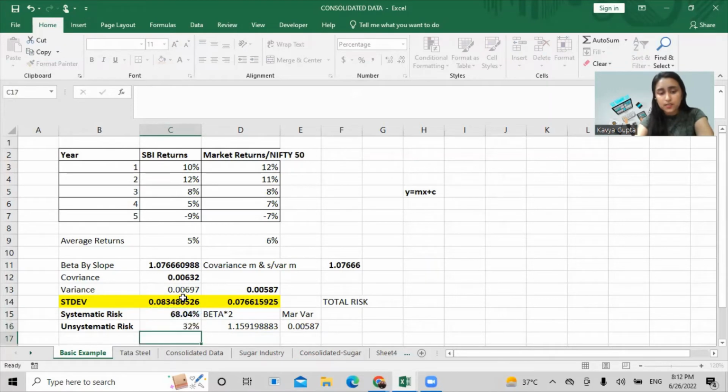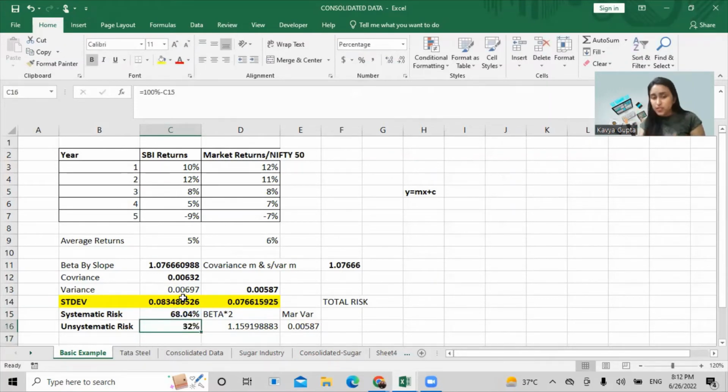व्हाट इज द अनसिस्टमैटिक रिस्क? 100% माइनस दिस. नाउ द मोस्ट इंपॉर्टेंट क्वेश्चन इज, इन दोनों में से, आप इसमें से कितना परसेंटेज डाइवर्सिफाई कर सकते हो और कितना नहीं कंट्रोल कर सकते? यस, टेल मी. 32% can be diversified. 32% of the total risk in SBI can be diversified. Very true. However, you cannot directly control the 68% of the risk inherent in SBI's stock.